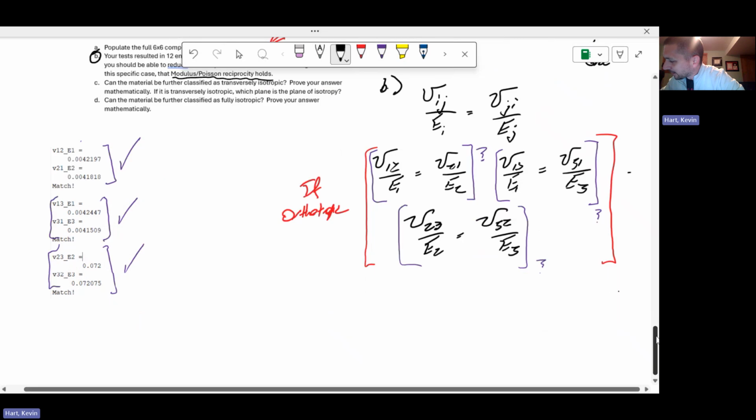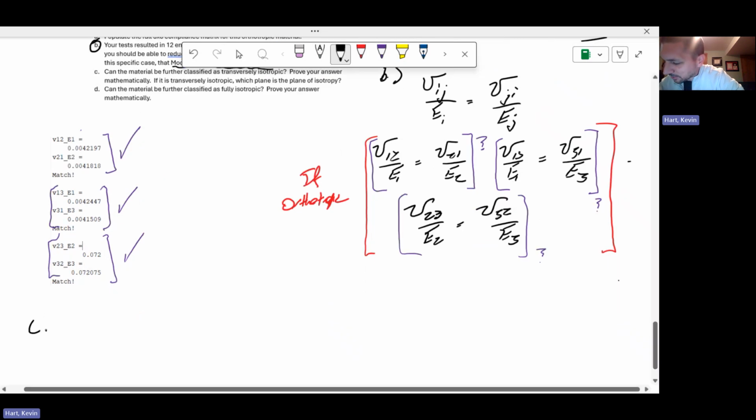Can it be classified further as transversely isotropic? And this is the question then, how do we prove or disprove that it's transversely isotropic? Well, for a material to be transversely isotropic, it has to have a couple of conditions be met. So if you look in the lecture notes, you can see what those conditions are for it to be transversely isotropic or not. So I'll pull those conditions in here.